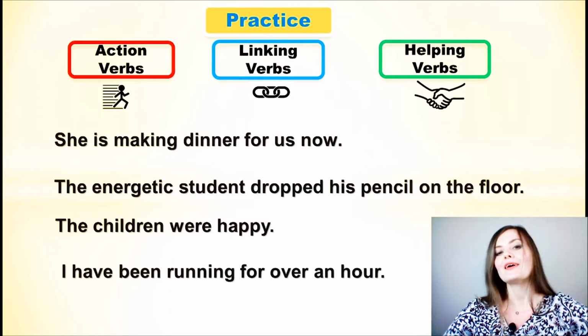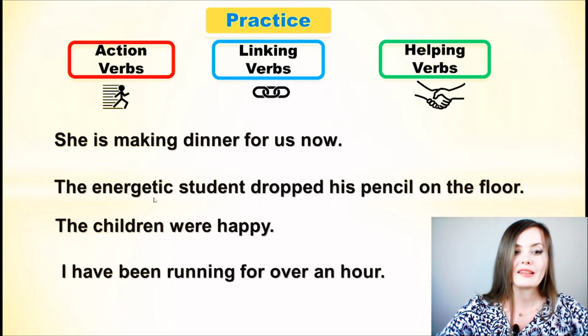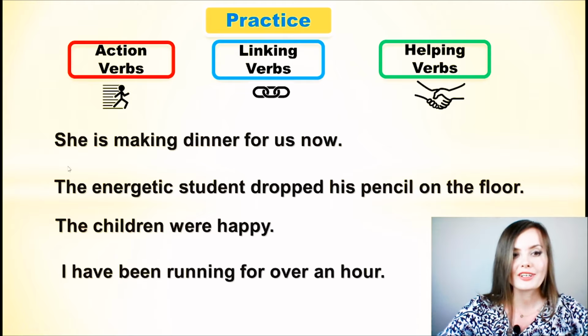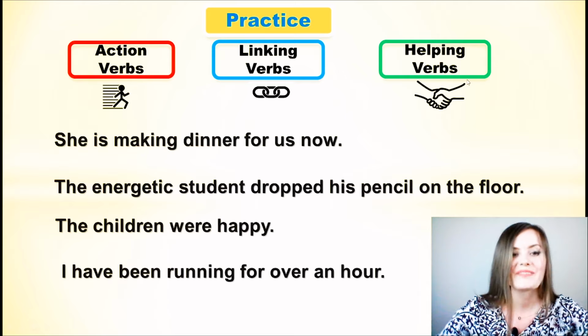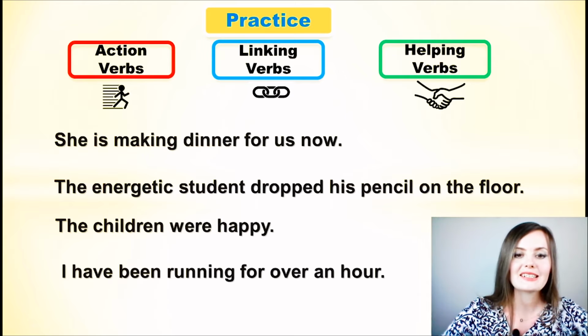Okay, so now it's time to practice. What I want you to do, I want you to read the sentences and then find the verbs in these sentences and circle the action verbs with a red pencil, linking verbs with a blue pencil, and helping verbs with a green pencil. Okay, let's do the first sentence. She is making dinner for us now. She is making dinner for us now.